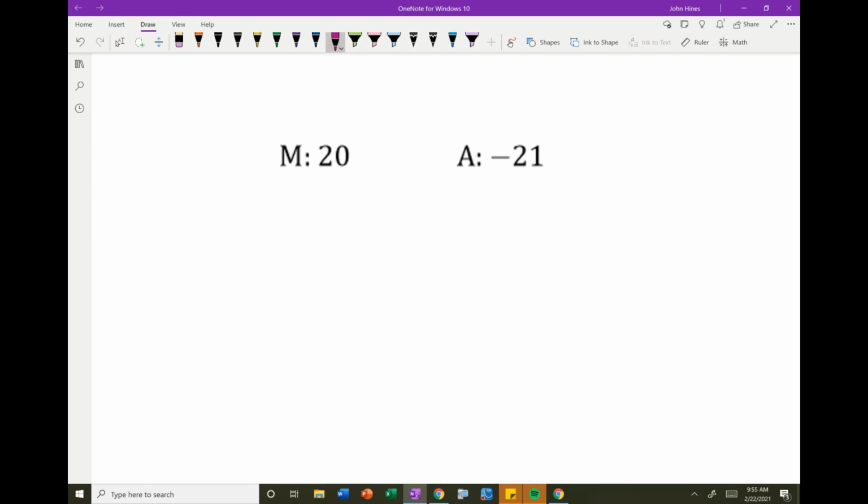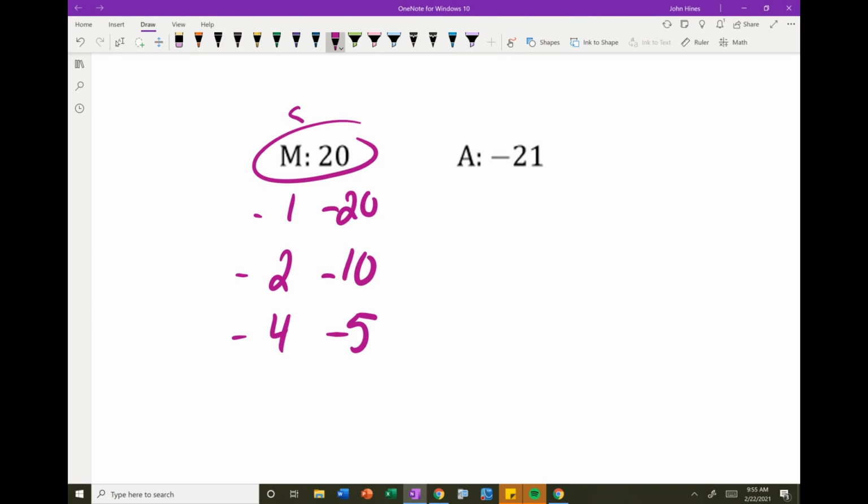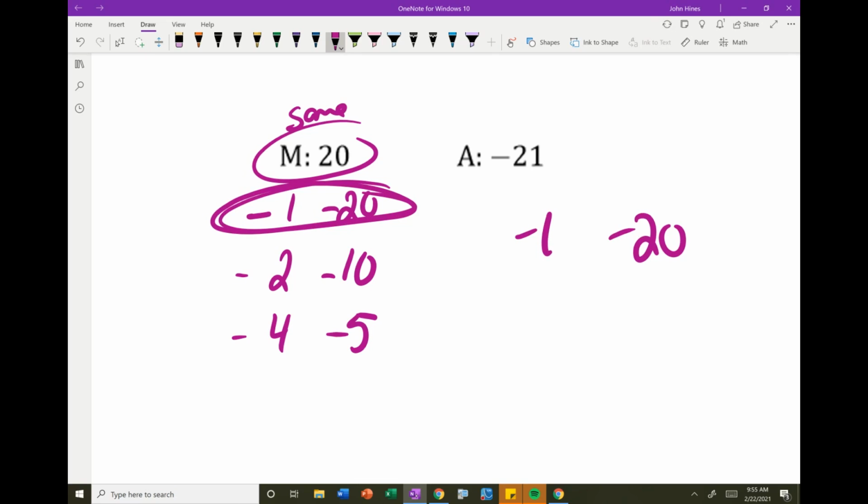And finally, multiplies to 20. Ooh, but I'm adding to a negative number. And I know they have the same sign. They're both negative in this case. How do I get negative 21? Well, you can't forget the simplest factor, the number and 1. 1 times 20 gets me to 20. In this case, negative 1 and negative 20.